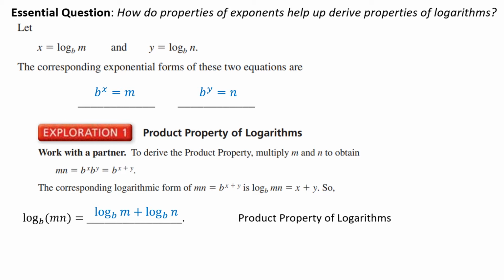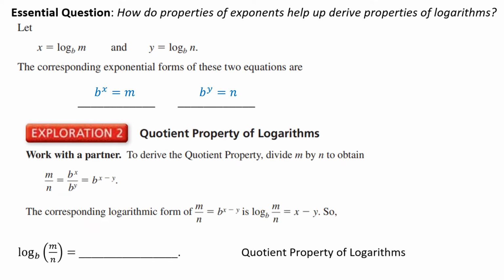That's 2 log expressions added together. That's equivalent to adding exponents together. When do we add exponents? When we're multiplying with the same base. You notice back in that log expression, the m and the n were multiplied together. That's the product property of logarithms.